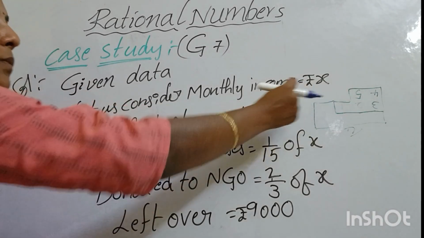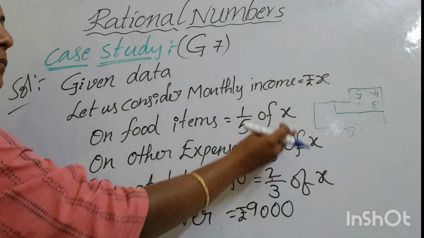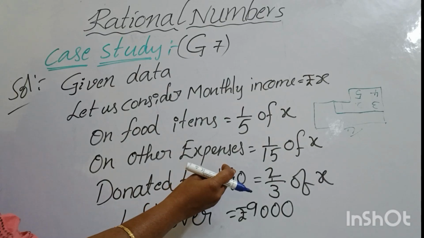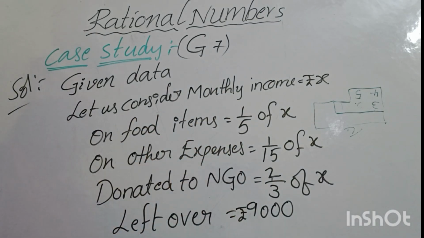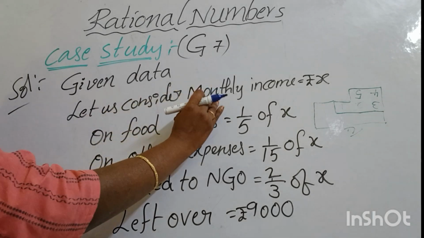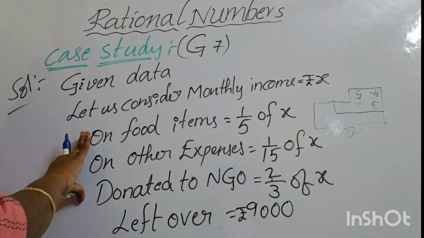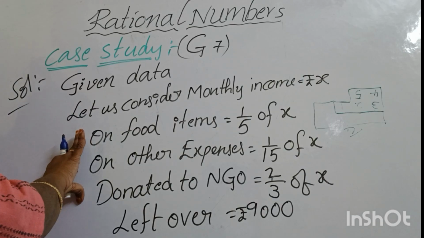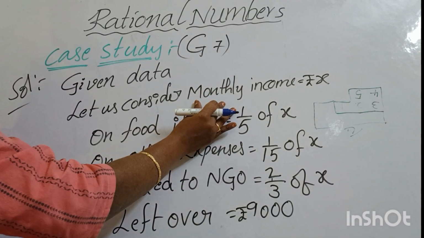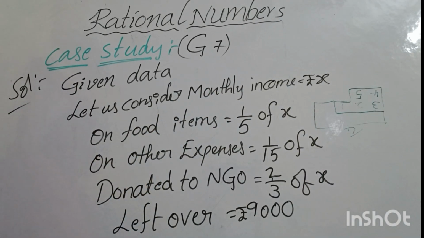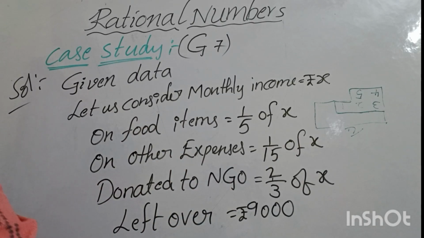To find the X value, children, total salary is equal to the sum of all these spending items, including the leftover money, right? How do we find the total income, children? Total income is nothing but whatever he spent, all these three items summed along with the leftover money. It is equal to his monthly salary, right? So now I'll write that statement.